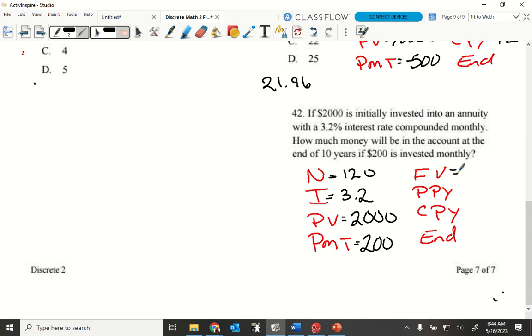Future value. That's what you're looking for. Very good. That's what I'm looking for. I'm looking for the future value. I want to know how much money I could have. P/Y, how many payments per year? 12. And this is compounded monthly, so that's also 12, and it's N.